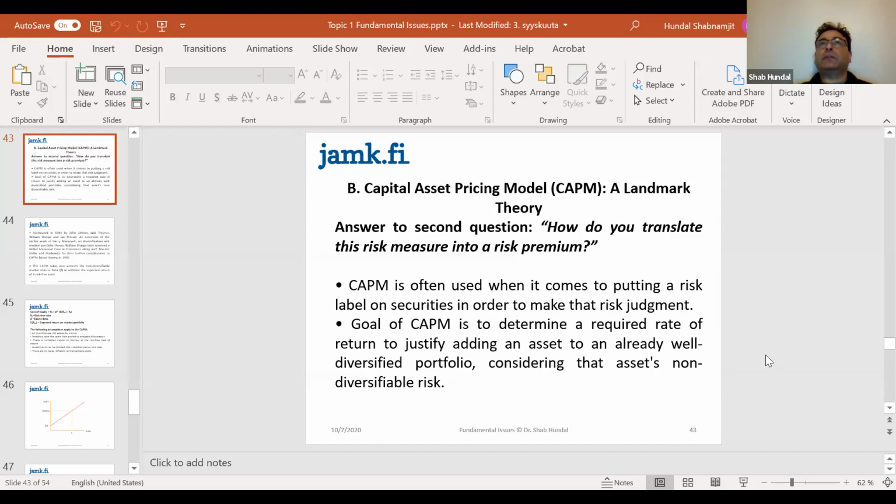Often the headline beta is available. But in this course, my stress is that you should be able to calculate these statistics by yourself. So in no assignment would I be accepting the headline beta. All the statistics which are required, you must calculate by yourself.